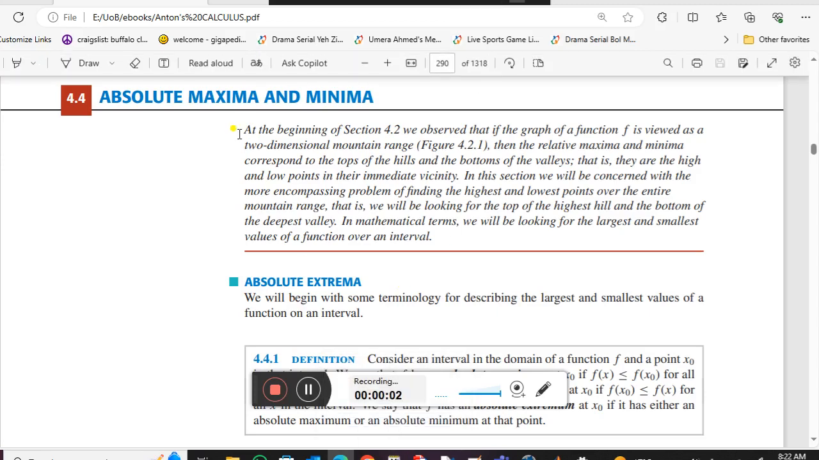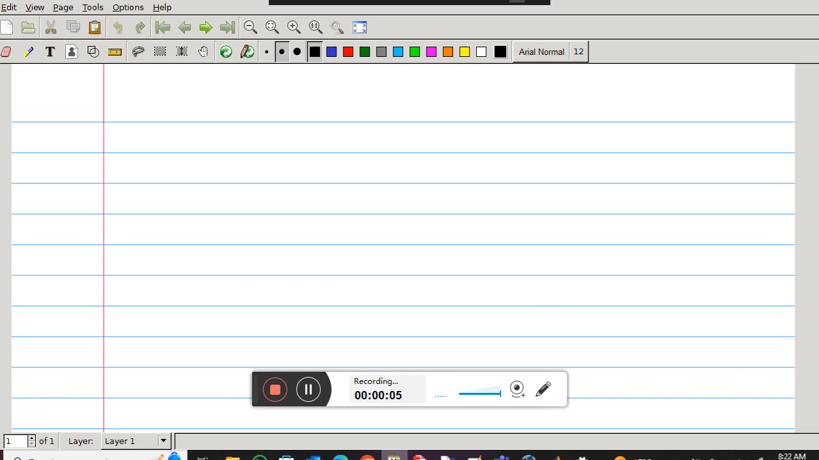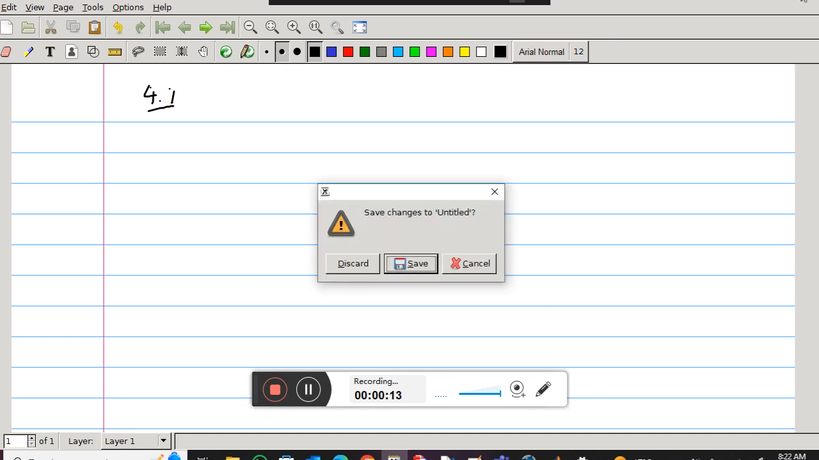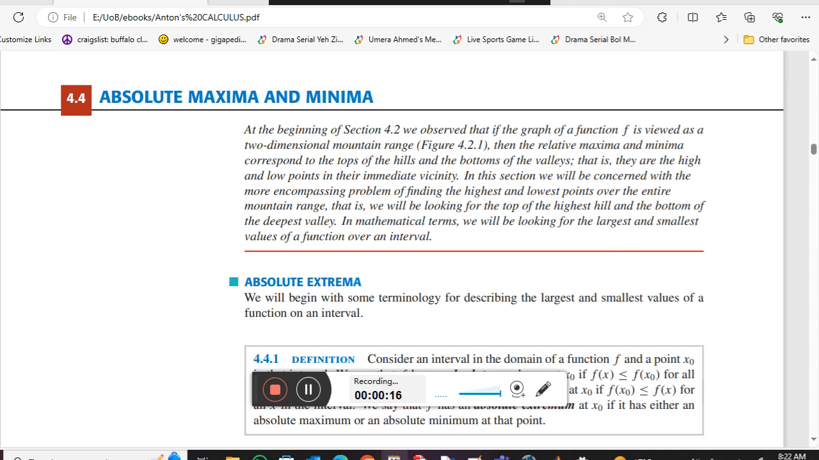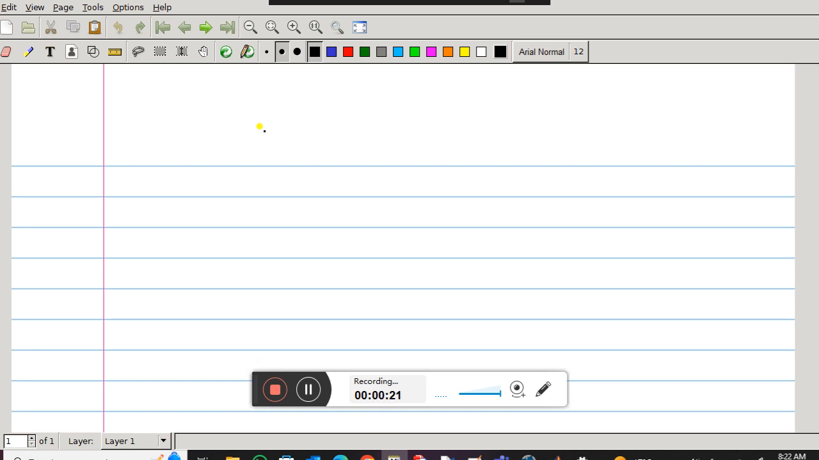So today we are going to do 4.4, which is absolute maxima minima. But before that, if you want, I can recall relative maxima minima first. Remember, absolute extrema, you can say, or maxima minima, right? So what is absolute? Before that, in 4.2, we had relative maxima minima.